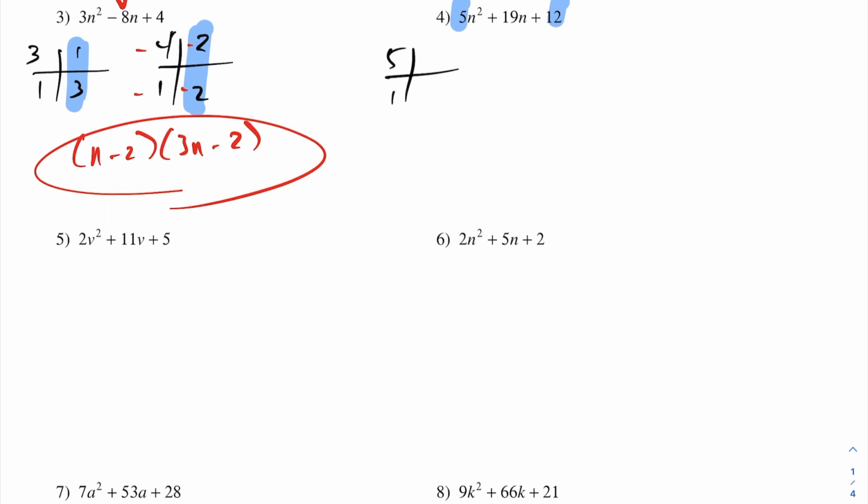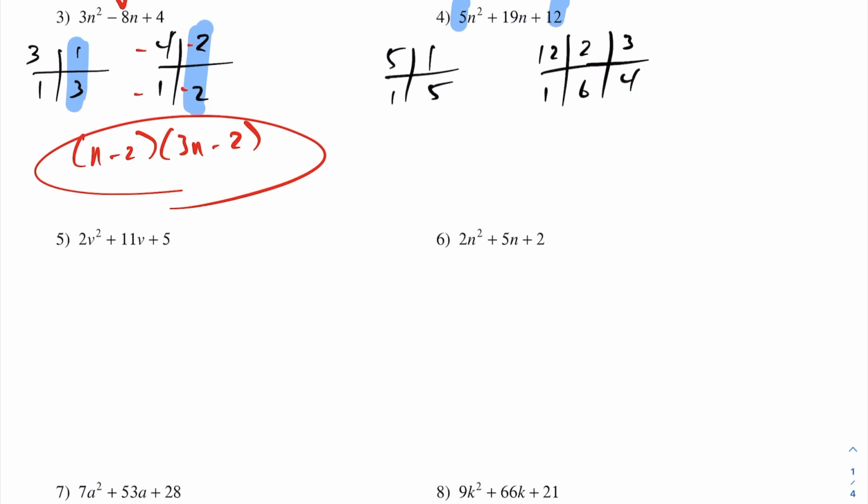So this will be 5 and 1, 1 and 5. And for 12 here, we've got 12 and 1. Then we're going to have 2 and 6. And then we're going to have 3 and 4. And that is it. I need to get a 19 out of this.